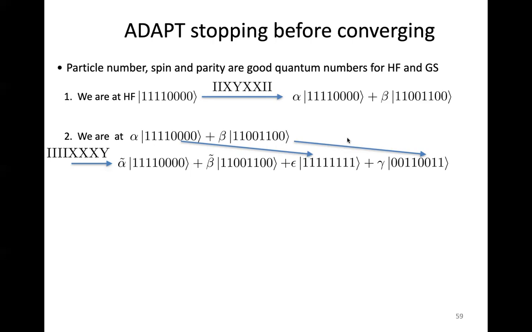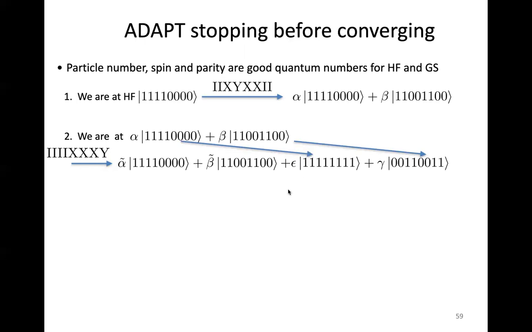So in principle, after the second step, we can actually have quantum numbers which are different from those of Hartree-Fock and from those expected for a ground state. We can really have a superposition of 8 electrons, which eventually, after many steps, this epsilon will become very small. But still, during the operation of our algorithm, we can have states which break the number of particle symmetry, and the same for spin, and the same for parity.